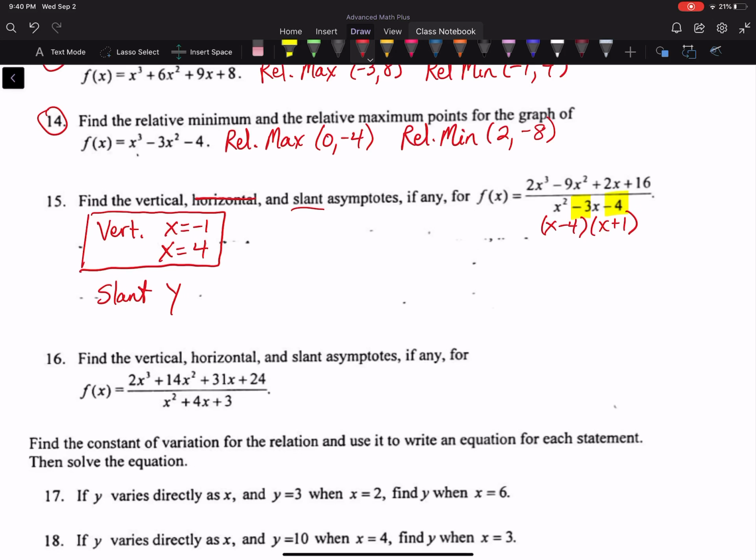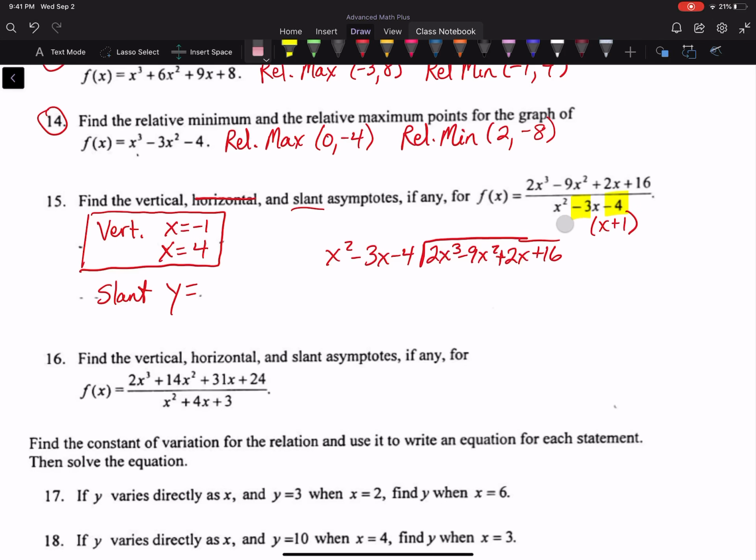you have to do long division. So I'm going to do my long division. That was, let me clean this up a little bit, make it a little wider. All right, so long division, we've got x squared minus 3x minus 4 and 2x cubed minus 9x squared plus 2x plus 16.